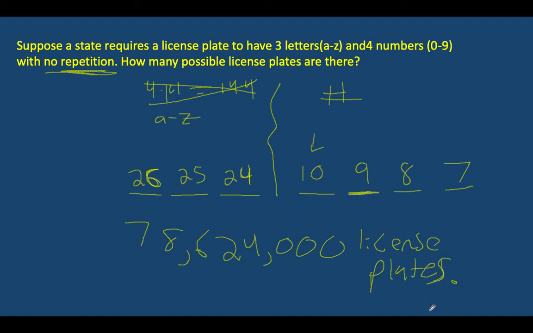Okay? So it's all about interpreting the story problem, repetition or not. I always put these slots here. I think that's easiest. There are different ways to do these problems, but I think it's easiest just to write out these lines for our options and then fill in just how many options we have.